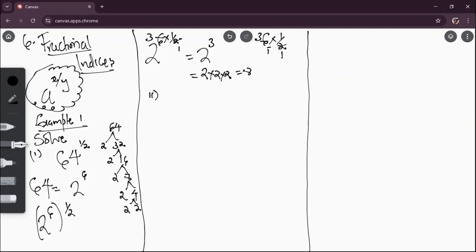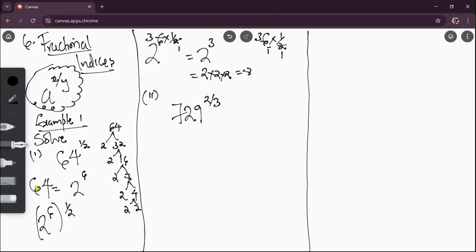Let me pick Roman 2. What if you have an example like this one, a power whose fraction is of this form? Let me pick 729, raised to power 2 all over 3. How should I work out this one? I will do the same thing.